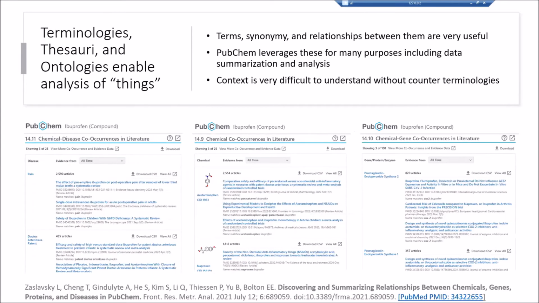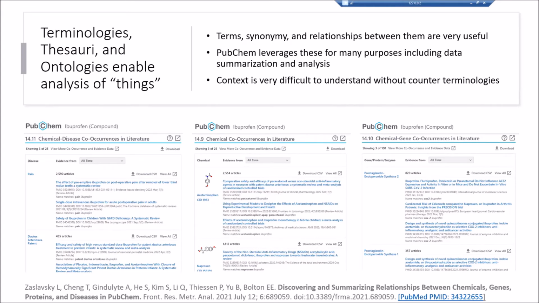We also use them quite extensively to try to summarize information. In this example, we're showing you our co-occurrence pages that we have for chemicals to other chemicals, chemicals to genes and proteins and enzymes, and chemicals to different types of diseases. We actually have these relationships in every direction. So we have those that go from disease to chemical, disease to disease, disease to gene, protein, enzyme, and so on.